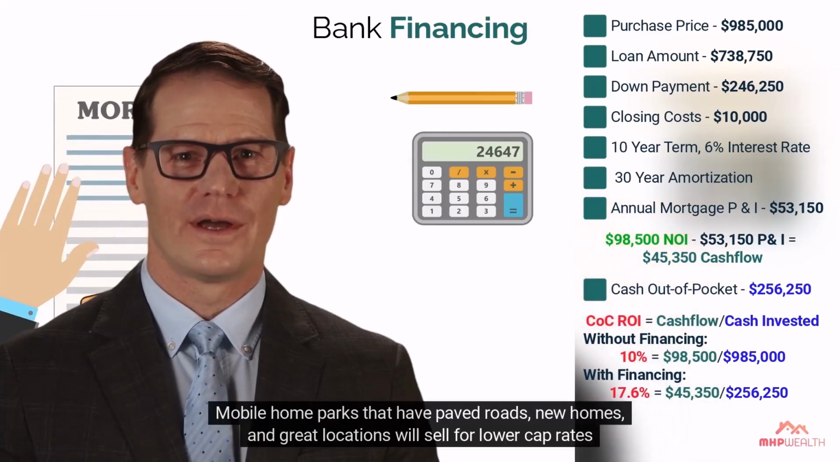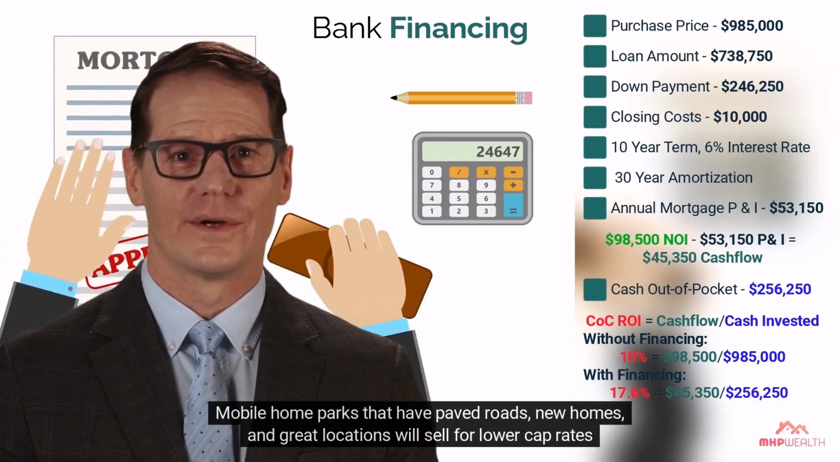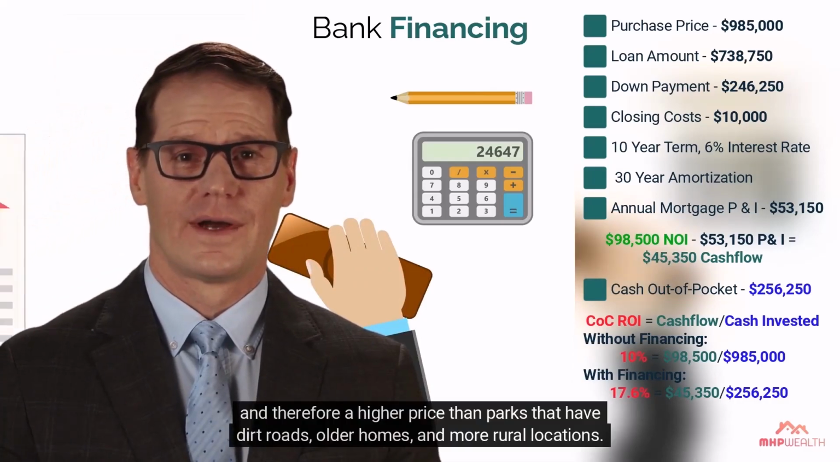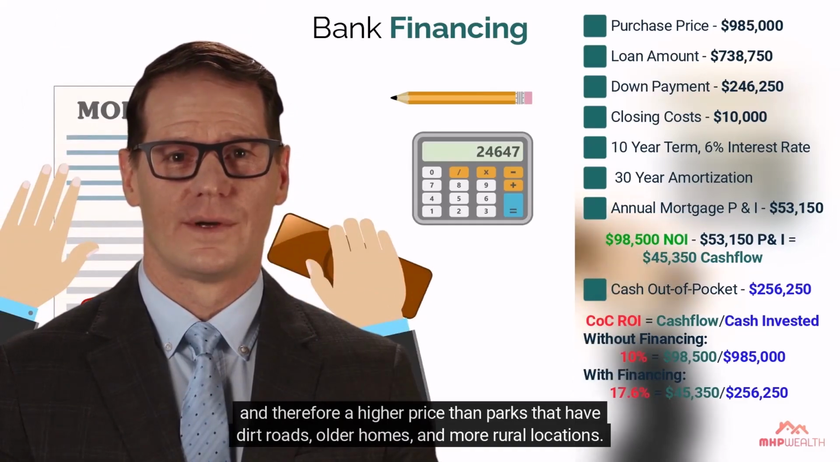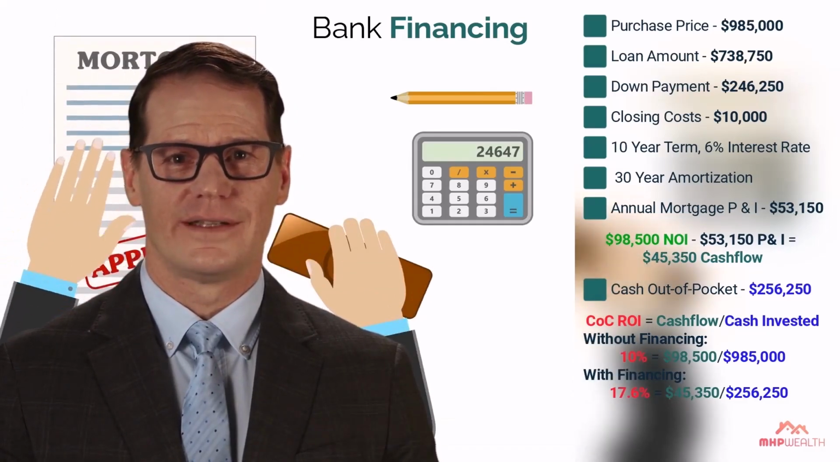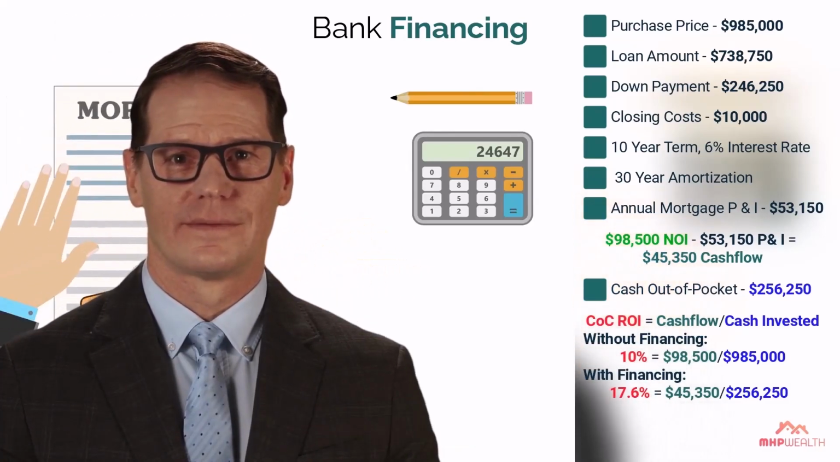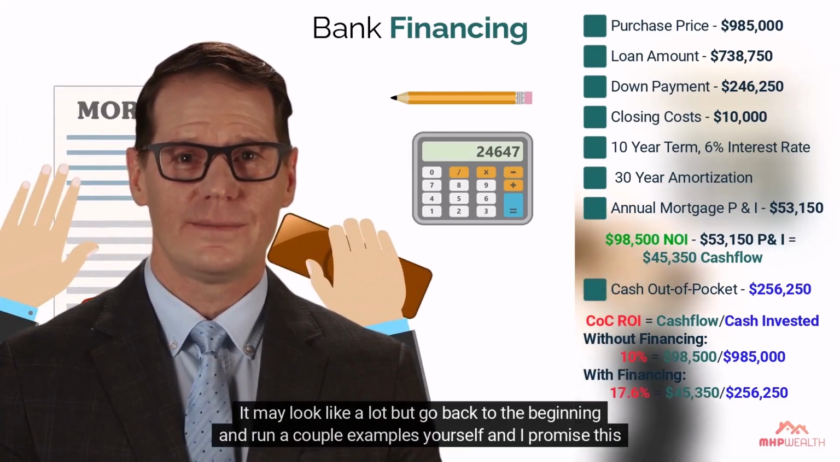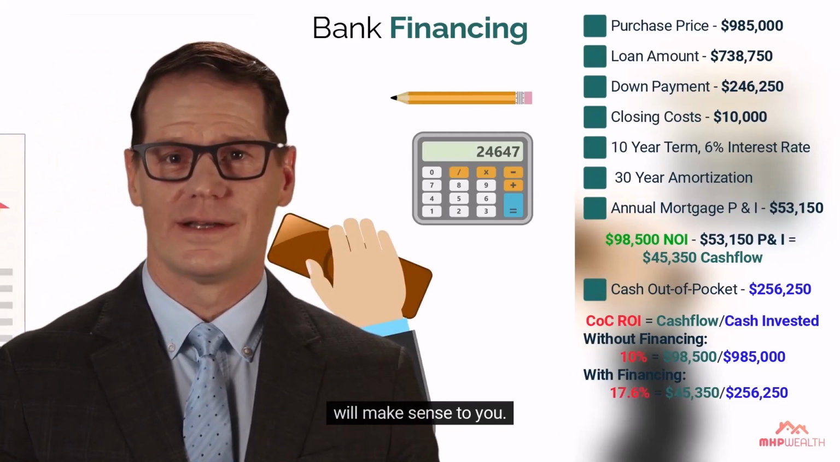Mobile home parks that have paved roads, new homes, and great locations will sell for lower cap rates and therefore a higher price than parks that have dirt roads, older homes, and more rural locations. This is the income approach that I use to value mobile home parks. It may look like a lot, but go back to the beginning and run a couple examples yourself, and I promise this will make sense to you.